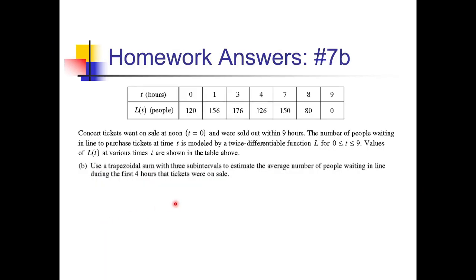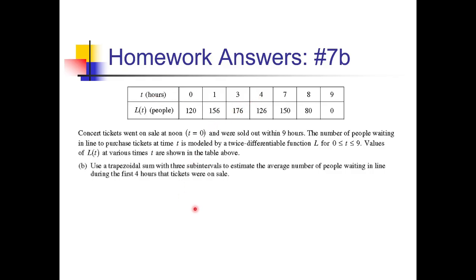For this calculator-based free response problem, we have concert tickets going on sale at time 0 at noon and selling out within 9 hours. And they've got this table here telling us how many people are waiting in line at each time. And that's a twice differentiable function L they're telling us. Now, values of L of t, let's see, they gave that in the table. For part B, they want to know a trapezoidal sum with 3 subintervals that estimates the average number of people that are waiting in line during the first 4 hours that the tickets are on sale.